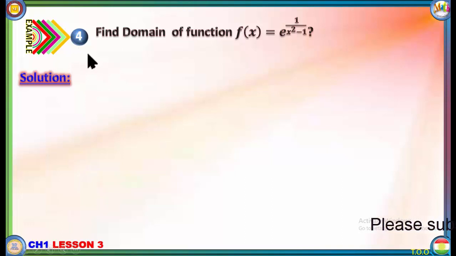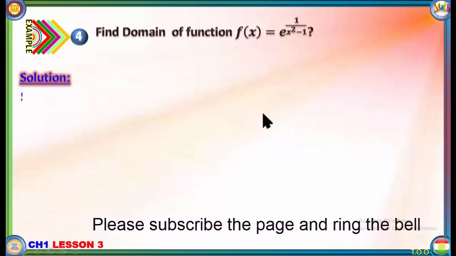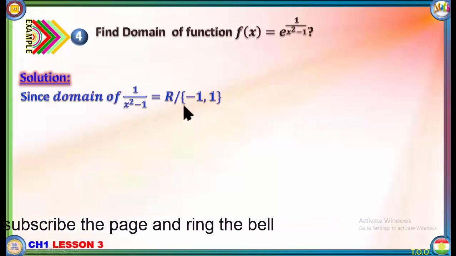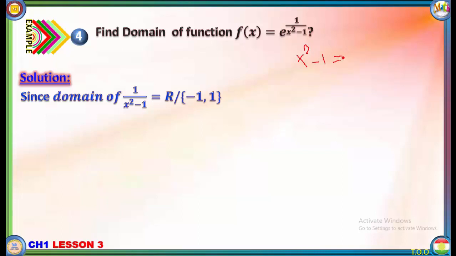Example number 4. Find the domain of the function f(x) equals e to the power 1 over x squared minus 1. Since the domain of 1 over x squared minus 1 is all real numbers except -1 and 1, we took before how we can find the domain of a rational function by taking the denominator equal to 0, which means x squared minus 1 is equal to 0.